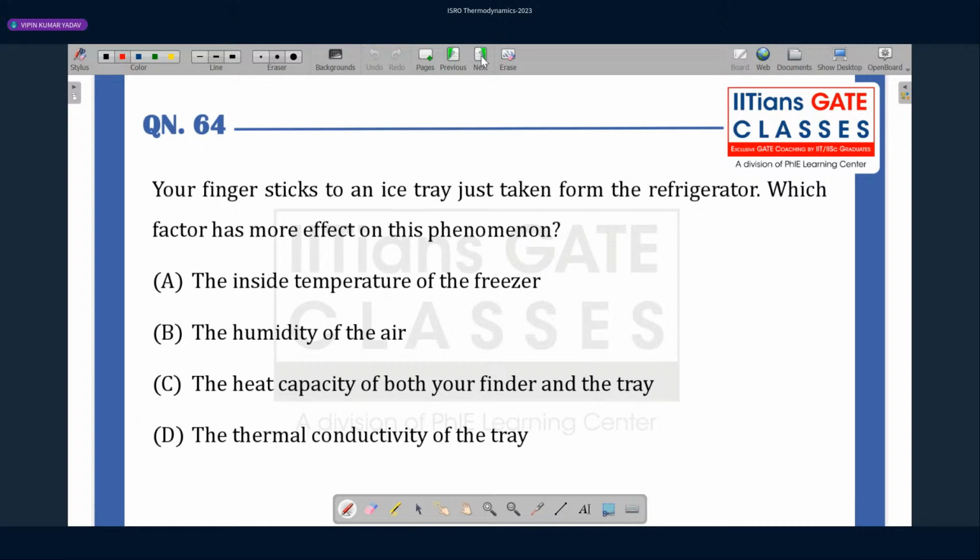So inside temperature of the freezer, but how is it? Because inside temperature is not affecting your temperature. You're not spending too much time in the freezer for that temperature to affect the temperature of your finger. So I don't think that is the correct answer. Humidity is a factor but not so much. If very high humidity is there, then it may affect but not a very high factor. The heat capacity of both your finger, yeah, that is also a factor, but the most important factor is thermal conductivity.